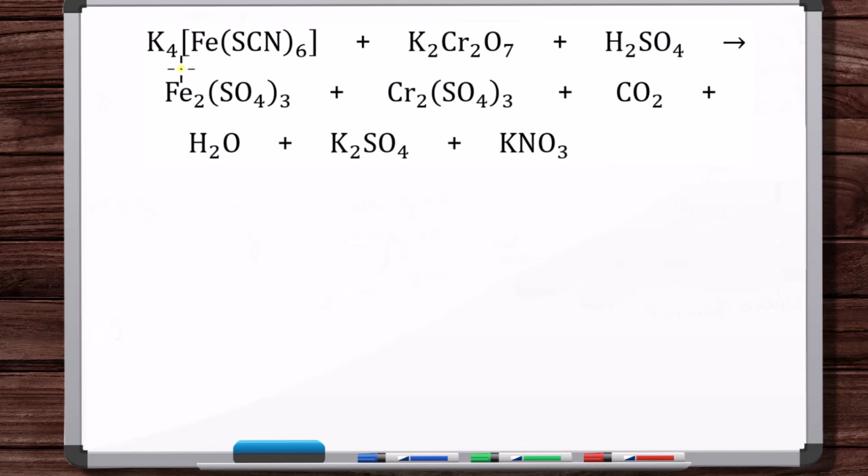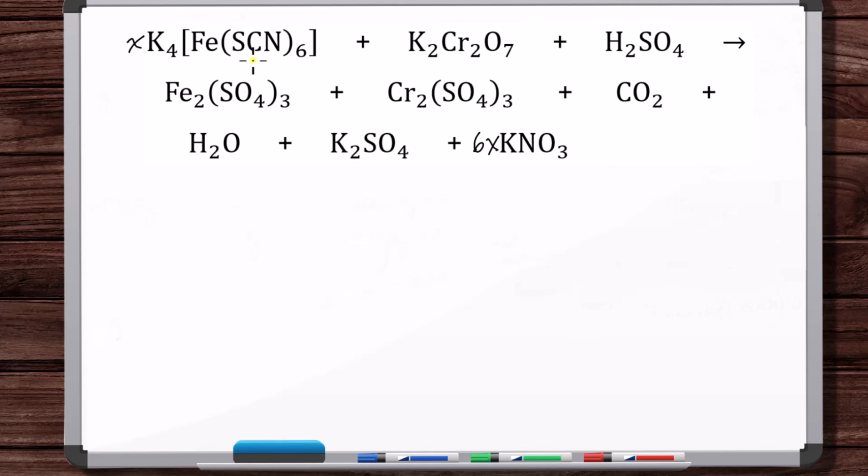Nitrogen is alone here on the right in this compound, and alone here on the left. So we've got 6 nitrogens here. If this is X, then this is going to have to be 6X. This coefficient has to be 6 times this coefficient, or else the nitrogens won't balance.